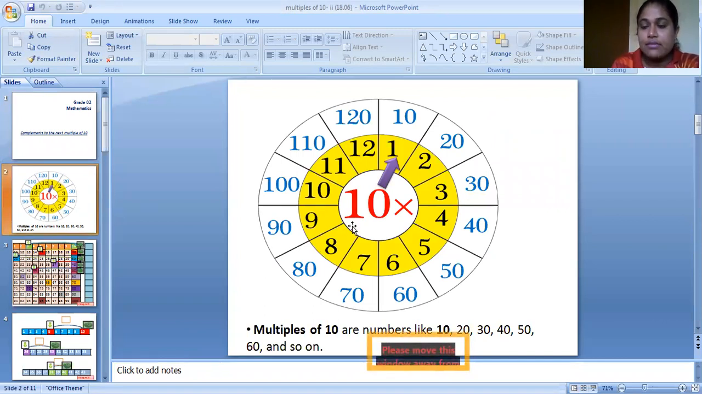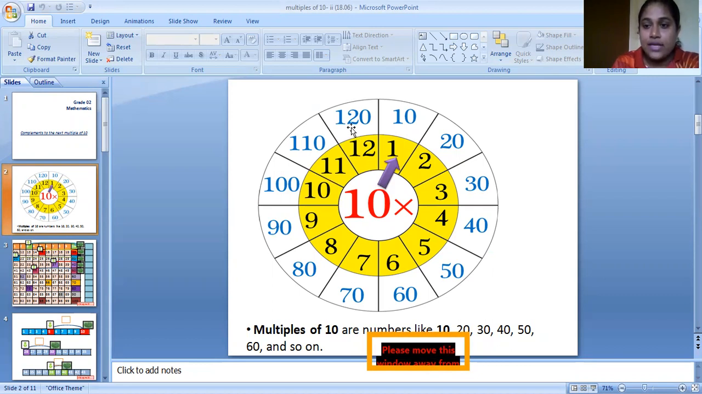Let's read this multiplication chart all together. 10 times 1 is 10. 10 times 2 is 20. 10 times 3, 30. 10 times 4, 40. 10 times 5, 50. 10 times 6, 60. 10 times 7, 70. 10 times 8, 80. 10 times 9, 90. 10 times 10, 100. 10 times 11, 110. 10 times 12, 120.